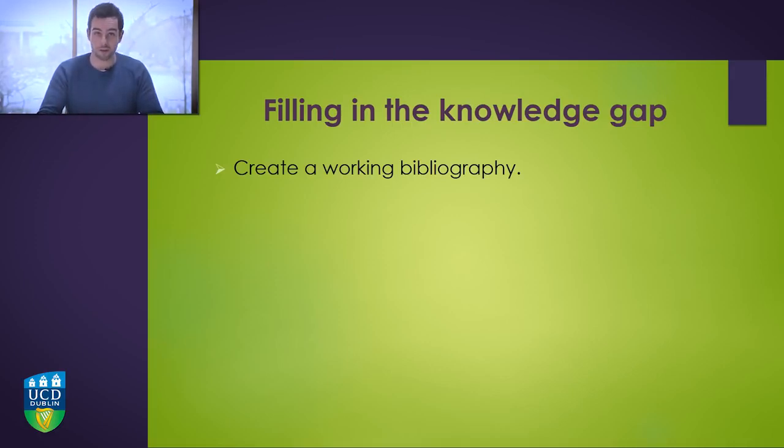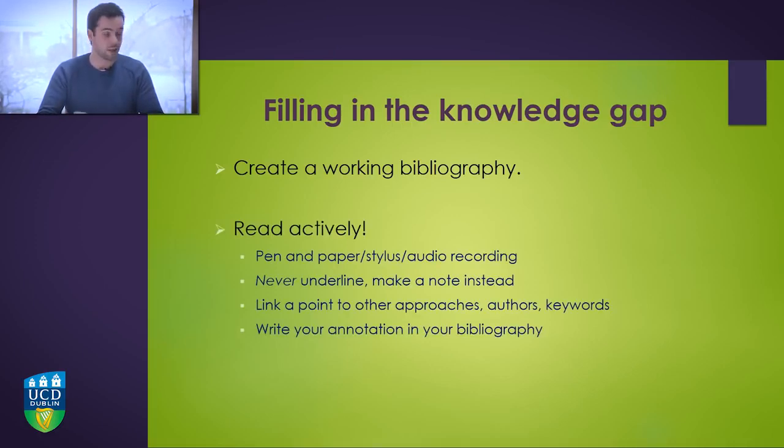When you're reading these sources, read actively. That means using pen and paper or stylus. If you're someone who articulates points better than you write them down, perhaps you'll want to record your thoughts on a particular piece that you've read. That's totally fine, whatever works for you. Never underline, make a note instead. So if you see something really interesting, don't just highlight it and underline it. Actually talk about why you found it interesting. So either record that or write it down beside it.